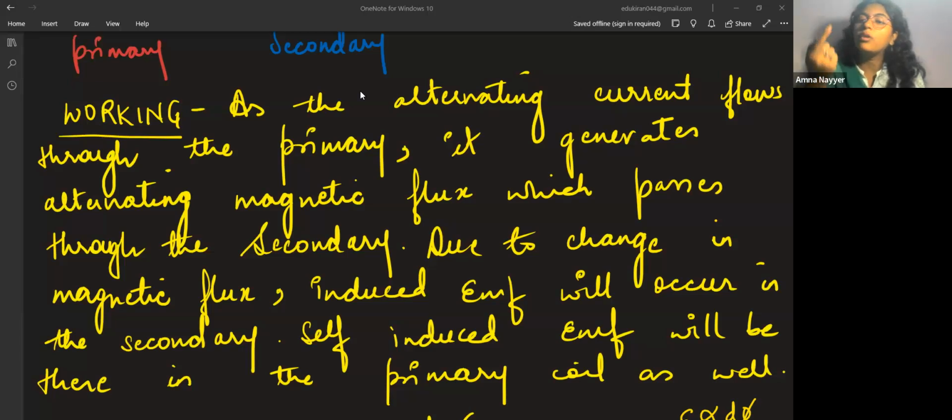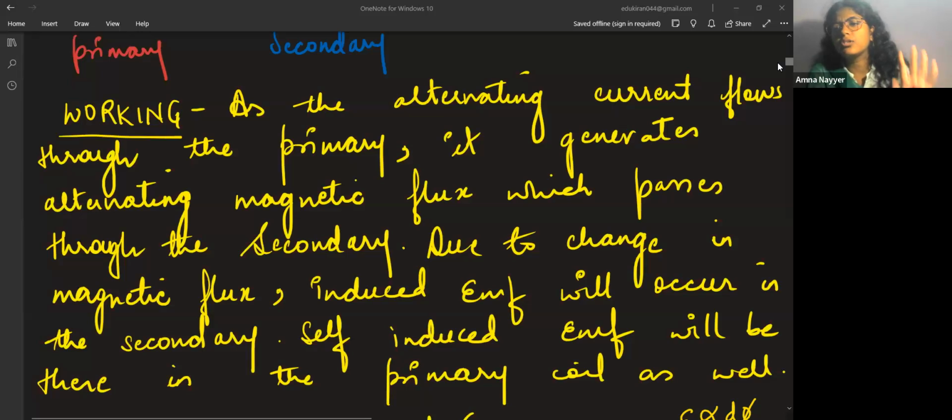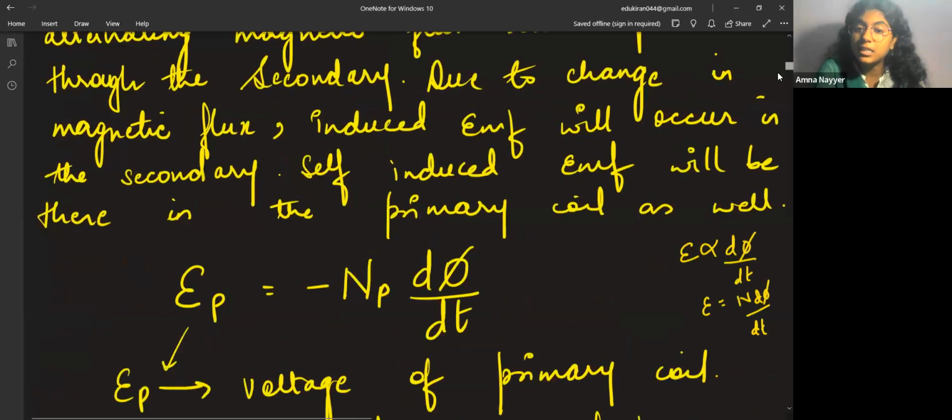Why? Because of the cause that is producing it, right? And it opposes also according to Lenz's law. So induced EMF will occur in the secondary. Here magnetic flux is changing. Here the EMF is being induced. That is what is meant by magnetic flux. Now, self-induced EMF will be there in the primary coil as well. Yes, self-induced, we have studied self-induction. So within the primary coil, self-induction will also be there. But right now, we don't have to focus so much on induction part.